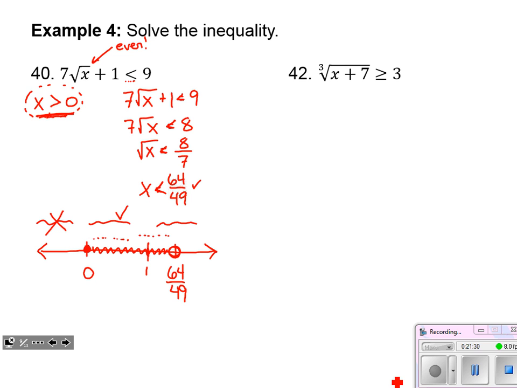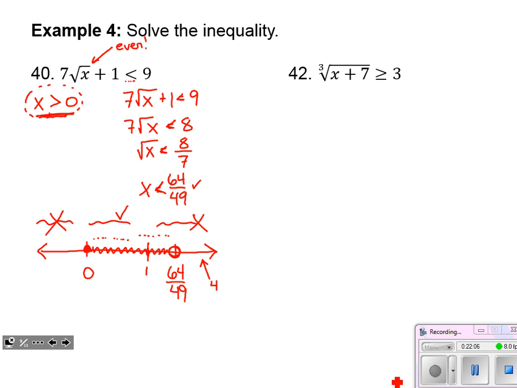And then just to be sure, I'm going to test a number out here, and I'm going to choose the number 4. I know 4 is beyond 64 over 49, so I know it's in that last little section of my number line. If I plug that in, maybe it's true. I don't know. Maybe there's just one place that messes up our inequality. But if I test this point, then I know for sure that the inequality holds. So plug a 4 in, 7 times the square root of 4. That's like 7 times 2, 14, plus 1, 15, which is not less than 9. So I know I do not include that region.